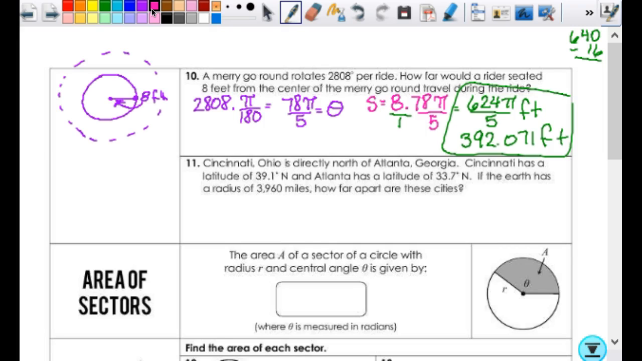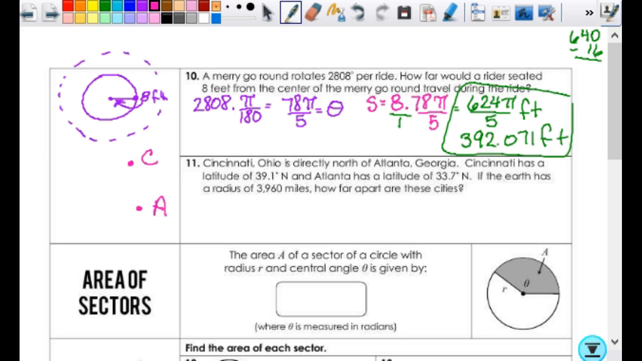Okay. So here's what we know. We read this, and that happens with a lot of word problems. You read it, and you're like, wow, that was a lot of words. But you have to read through it so you at least have a concept of what's happening. So then we go back. Cincinnati, Ohio is directly north of Atlanta, Georgia. So here's Cincinnati. Here is Atlanta, Georgia, right?